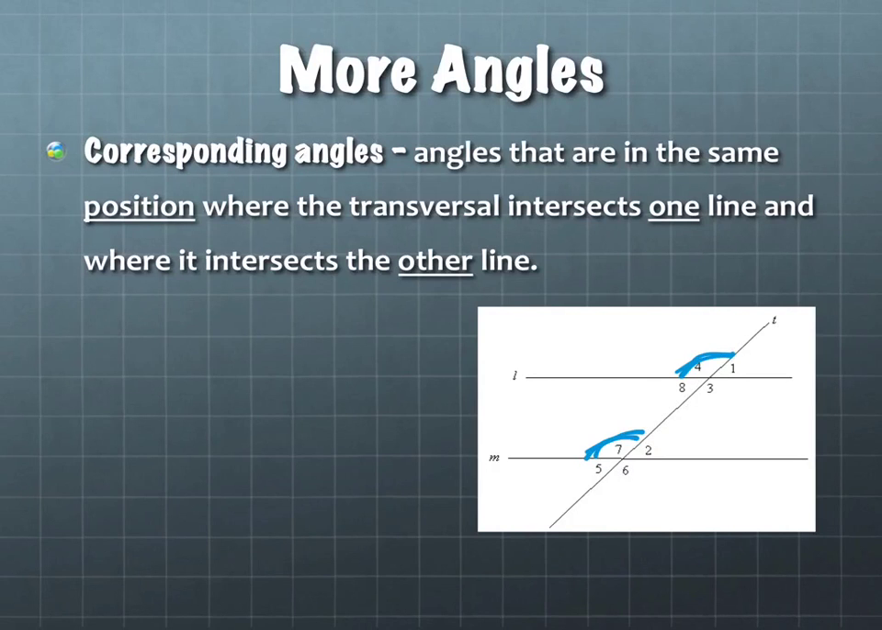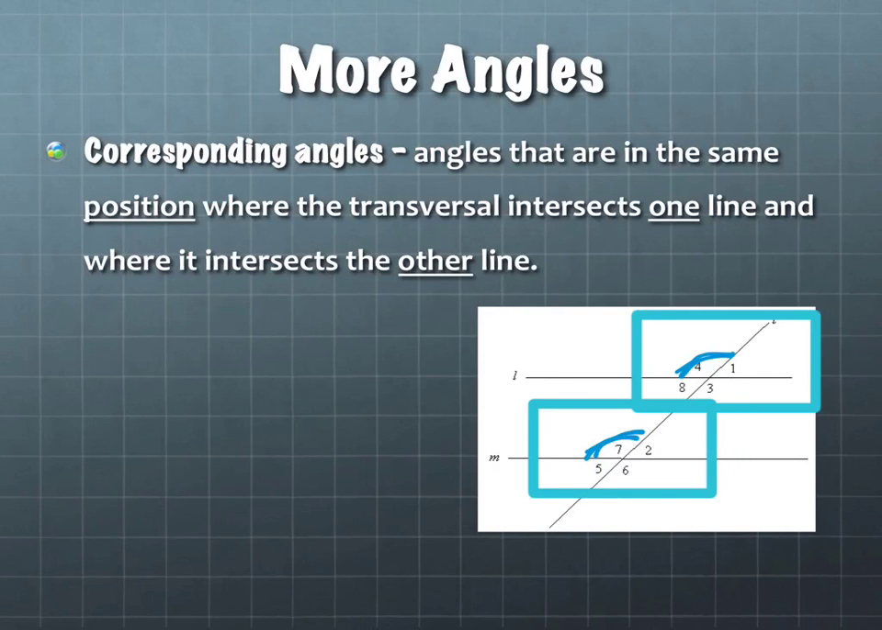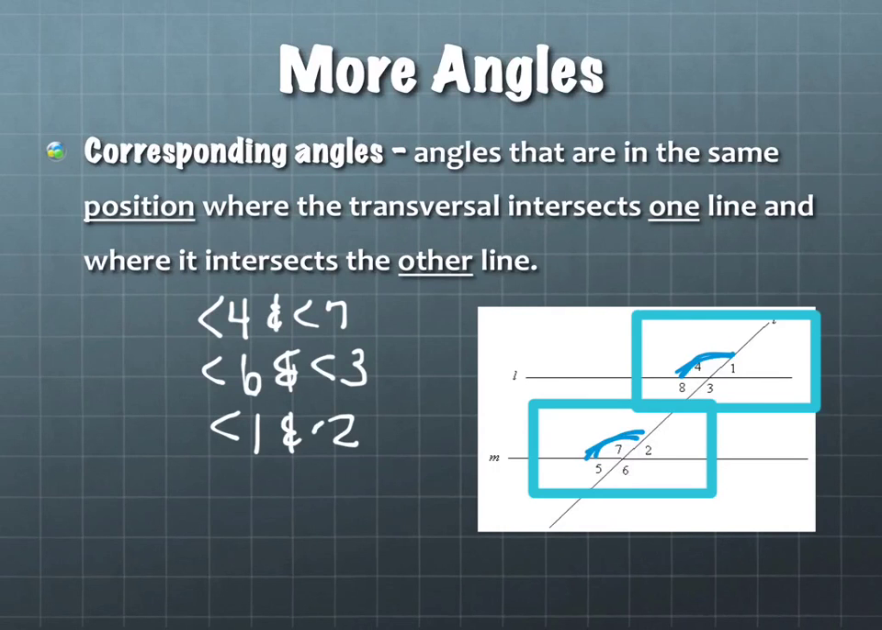If you consider this portion of the graph and this portion of the graph as two separate components, they're in the same location visually. So they're called corresponding angles. So we have angle 4 and angle 7. What's another pair of corresponding angles in this diagram? 6 and 3. Good. What else? 1 and 2. And then there's one more. 5 and 8. All corresponding angles.